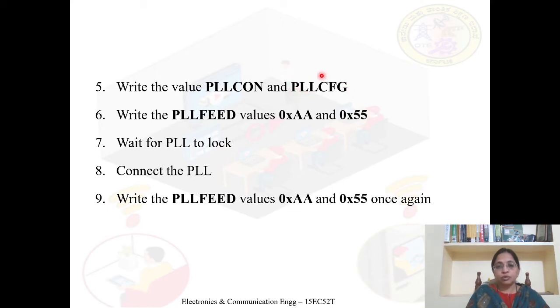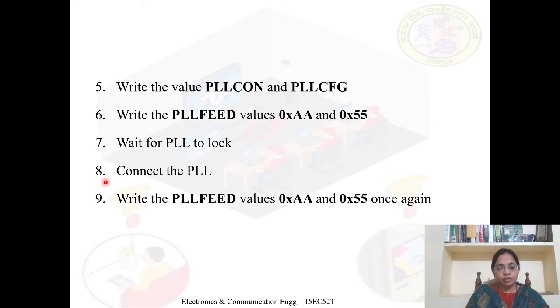After that, if we want to start the PLL, there is an enable pin. That enable pin is present in the PLL control register. We have to enable it, which means making it equal to 1. So these values should be written into the control register and configuration register. That is the fifth step. Then the sixth step is to provide the feed sequence. What is the feed sequence? Writing AA and 55 into the PLL feed register. Next, we have to wait till PLL is locked, that is, till PLL generates the desired frequency.